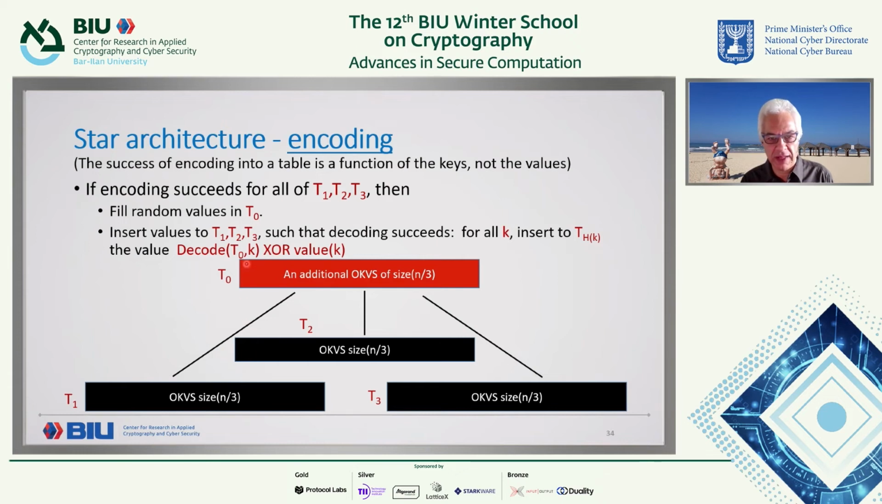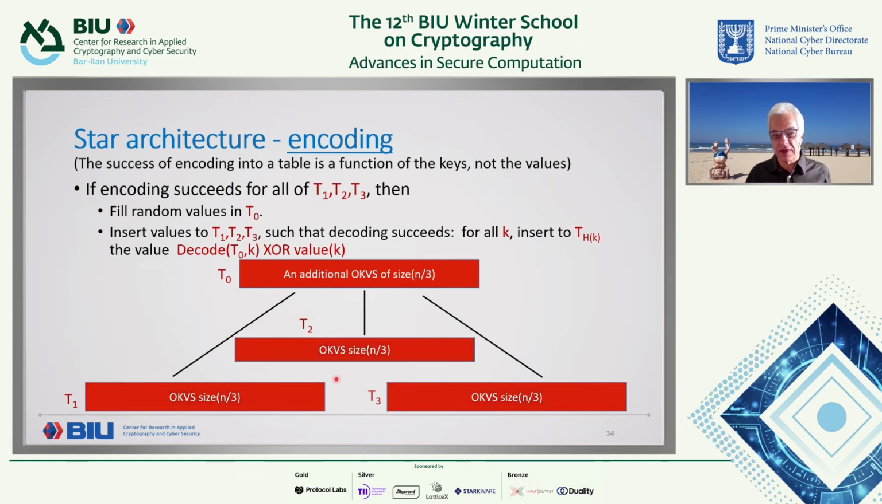And then for the bottom tables, say for this table, each item which is mapped to T1, we know that in the decoding, we're going to read something from T1, we read something from T0, and we're going to XOR. We already put in T0 random values. We're going to know what K is going to retrieve from T0. So we're going to put for K in T1 exactly the thing that, when we XOR with what we retrieve from T0, will give us the right value for K. And the same for T2 and T3. So basically, first we encode in the top, and only then we encode in the bottom. Okay, and we can put any values that we want.